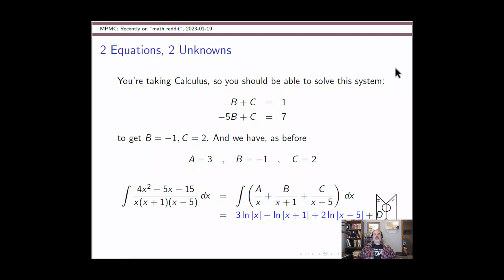Maybe I'll make another video tomorrow where I'll do something with a quadratic in it instead of just the ones where we ended up with these linear denominators, because that's where it gets a little bit more interesting.